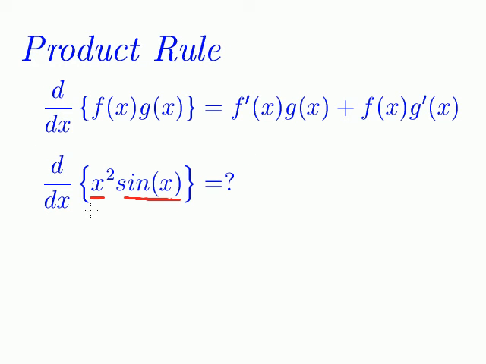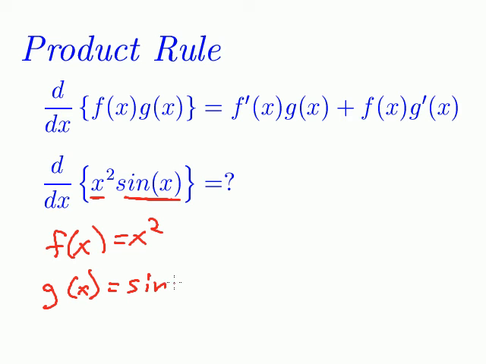So let's do it here. In this case, our f of x is equal to x squared, and our g of x is equal to the sine of x. All right, so let's calculate this derivative. Well, f prime, that's something we can calculate pretty easily. The derivative of x squared is 2x. And g we just leave alone, so that's 2x sine of x.